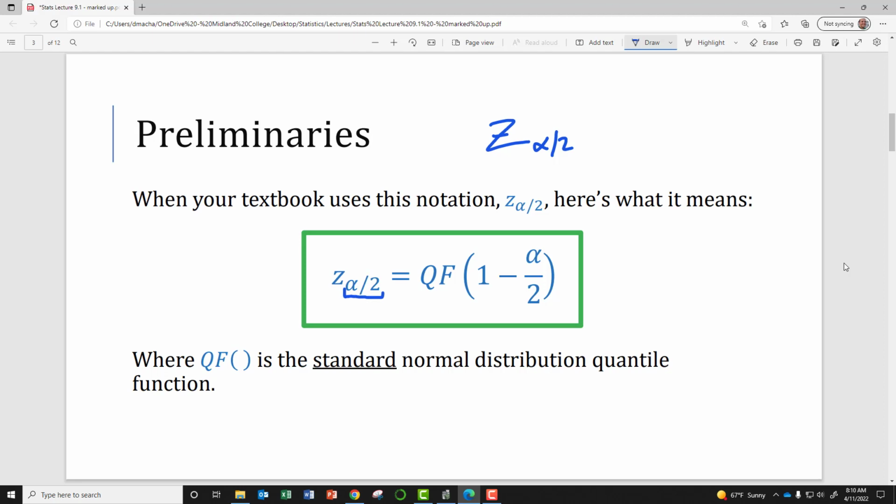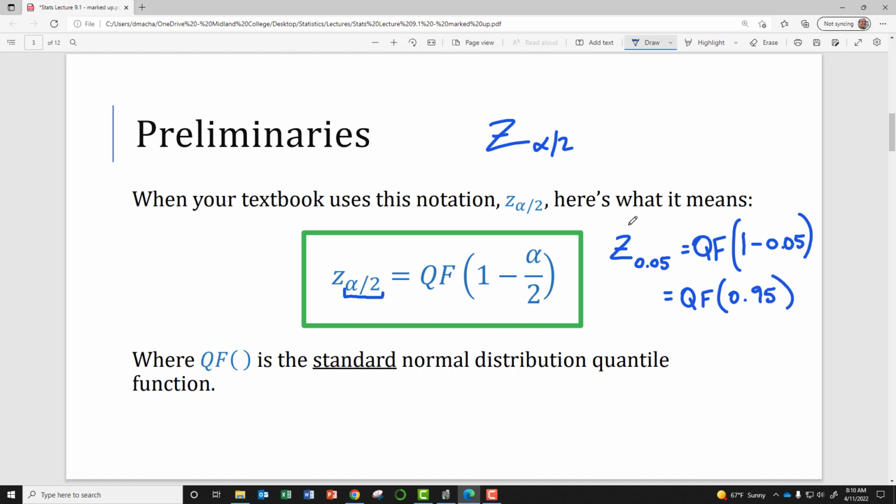So if, for example, I give you this z subscript 0.05, that means alpha over 2 is 0.05. So this would be my normal distribution quantile function evaluated at the point 1 minus 0.05. So that would be the normal distribution quantile function evaluated at the point 0.95.